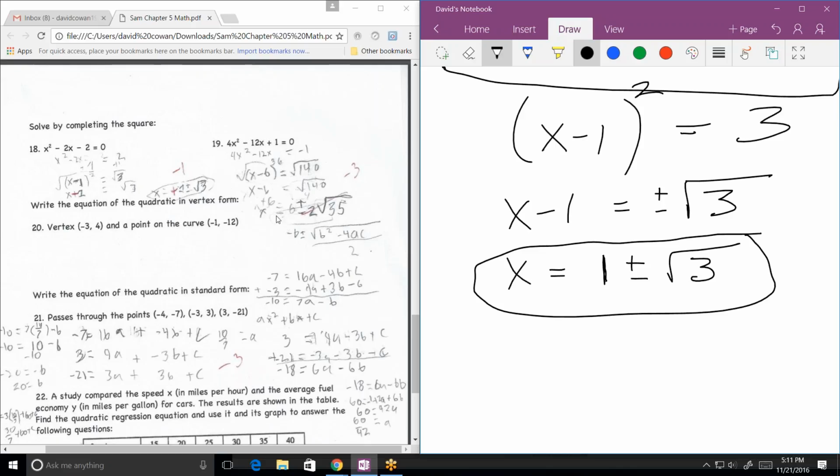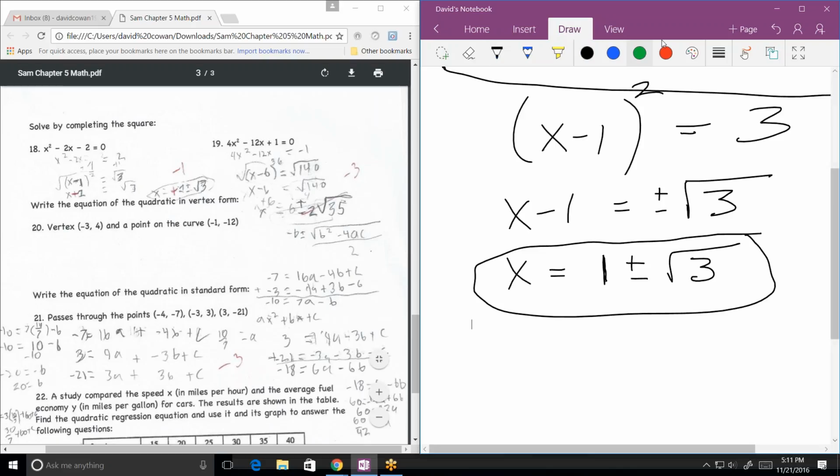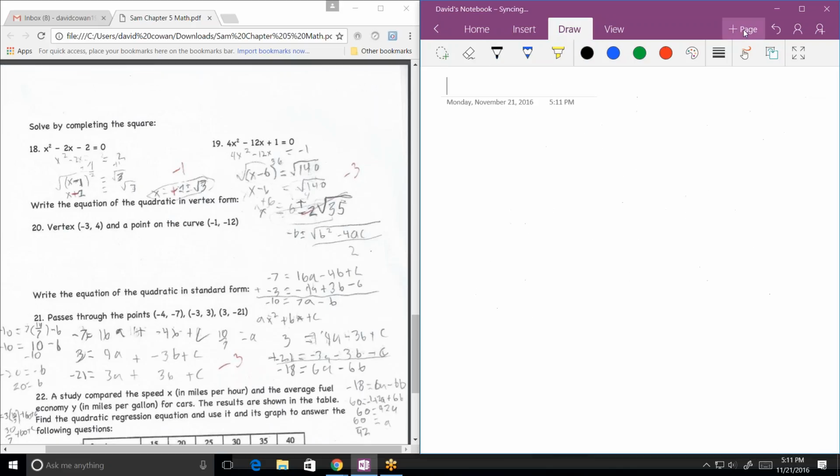All right, let's do 19, because there's something quite different about 19 that you have to account for. Okay? I'm going to do the same first step with 19, which is to move the number to the other side of the equation.